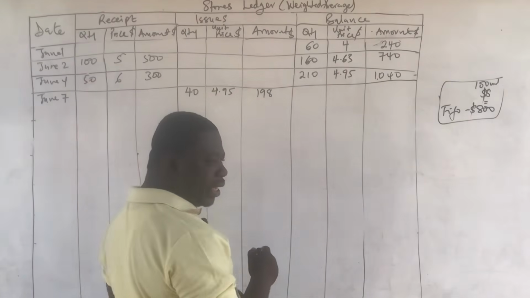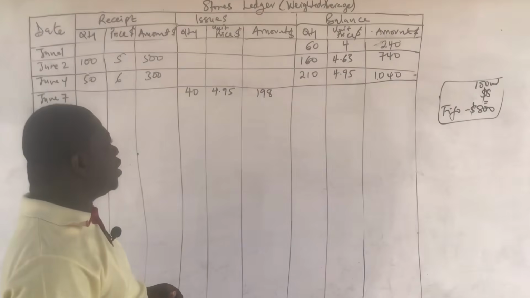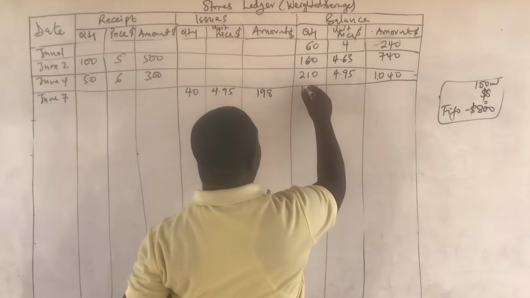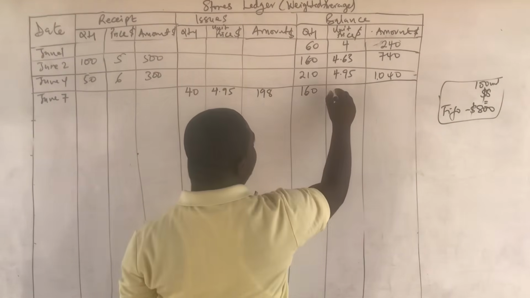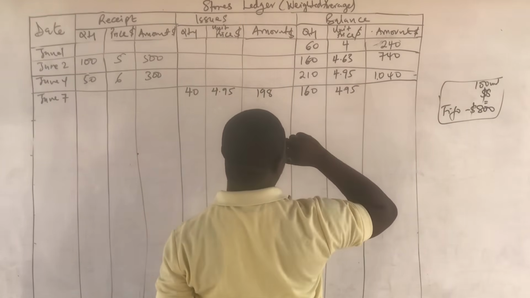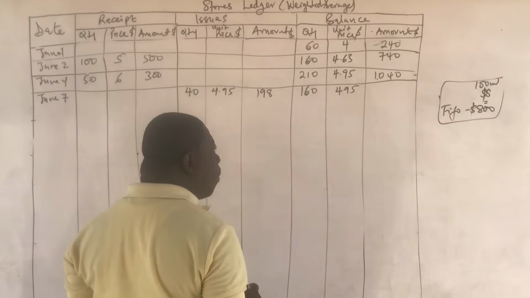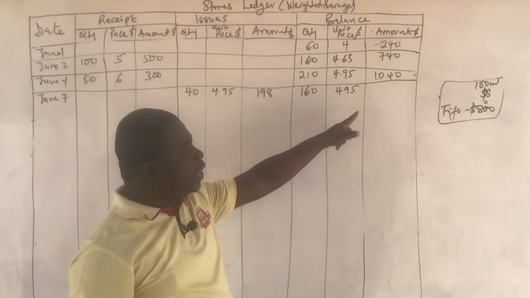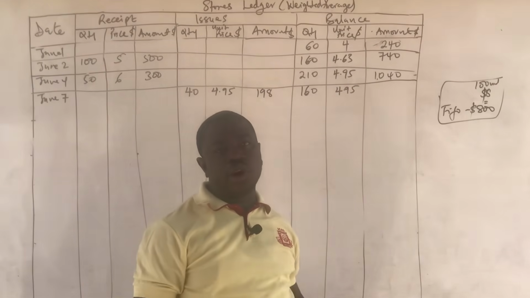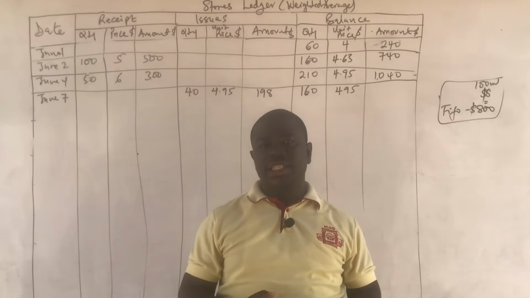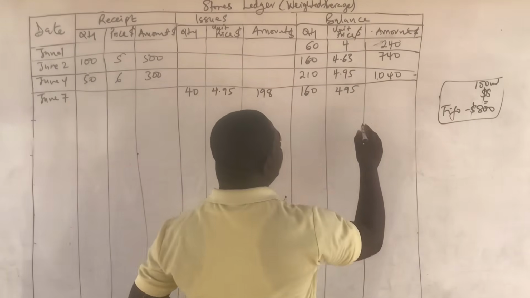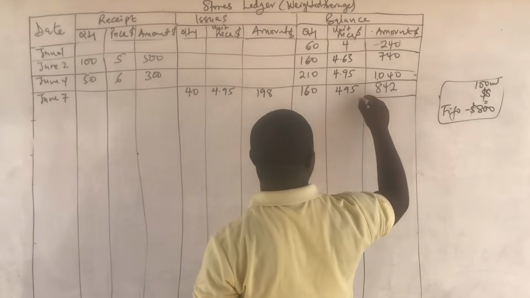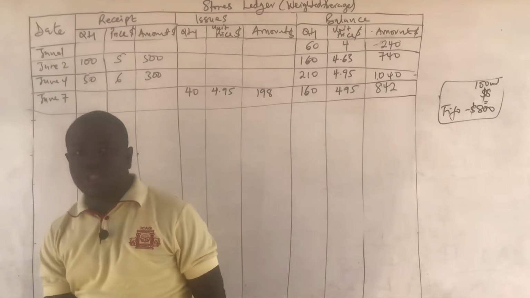And then we come to the balance. As for the balance, it's very simple. The unit price has not changed. We take 40 out of 210. We have 160 units. The unit price remains 4.95. So when you multiply, you can get it there. Or better still, you can just subtract this amount of 198 from the 1,040, and it gives you your amount at the end. Very easy as ABC. So that gives us $842. So we are done with the transaction on June 7th.